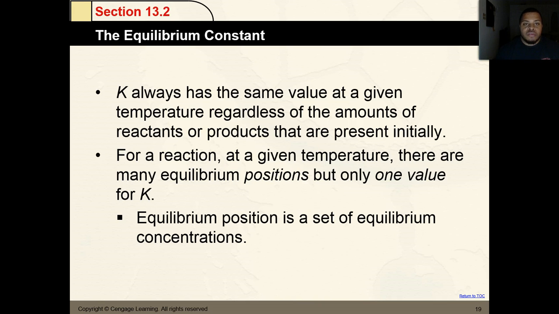So what we're going to talk about is Q, that quotient, the reaction quotient. I can find that information at many different points along the equilibrium, but again, all it's going to tell me is which way the reaction is moving, whether it's proceeding forward or backward. But there's only one K value overall at that temperature.